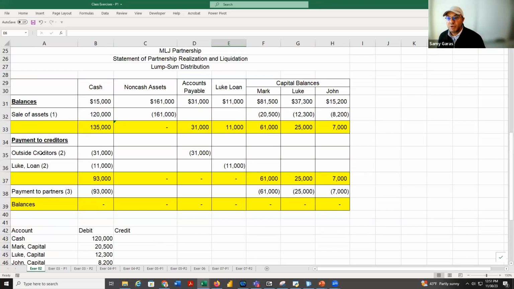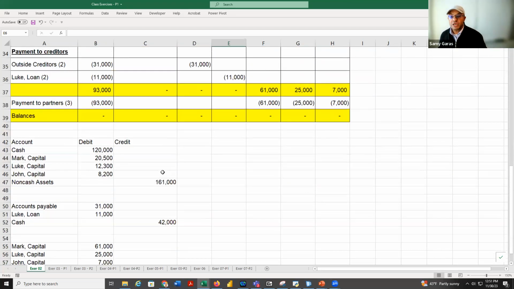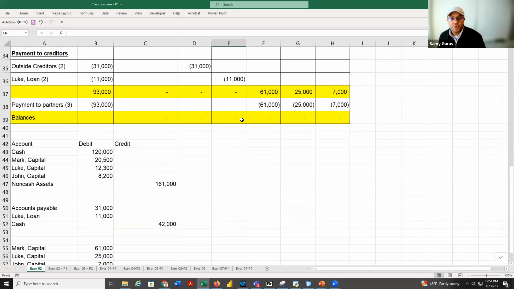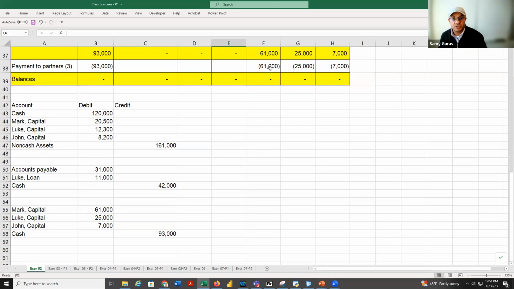The second thing, we paid the liability. So we debit accounts payable, loan, and credit cash. The third one, we paid all the 3 partners their capital. So here we debit Mark by 61, Luke by 25, John by 7, and we credit cash by 93.